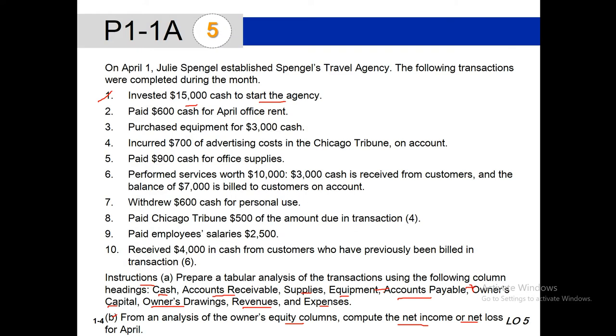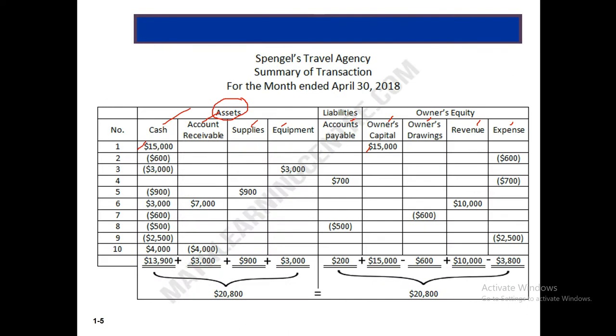Number 2, paid 600 cash for office rent. We know that for this payment, our asset side cash will be decreased, and for April office rent, our owner's equity will be decreased. We can see here the asset cash decreased by 600, and owner's equity decreased here, that means expenses. This is due to the expenses category, 600.